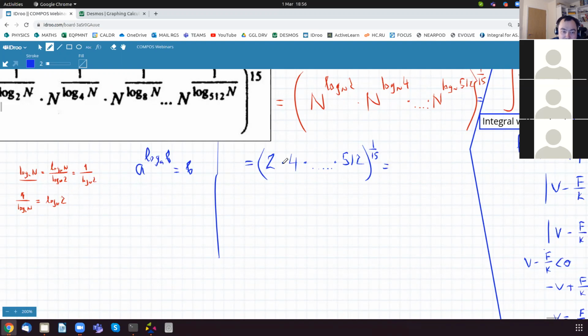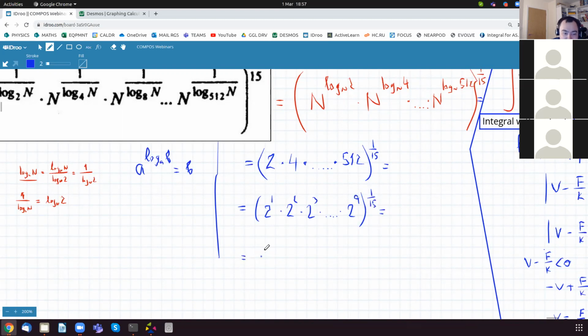Of course, you can do it on a calculator because these are powers of 2, and there's only nine numbers, and most calculators are happy to do that. If you use a financial calculator, it will probably stop working at some point because the numbers are too big. But I'm going to do it differently. I'm going to say 2 to the power 1 multiplied by 2 to the power 2 multiplied by 2 to the power 3 times etc. times 2 to the power 9, to the power 1/15.